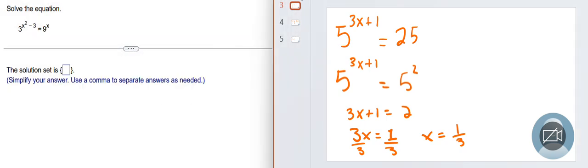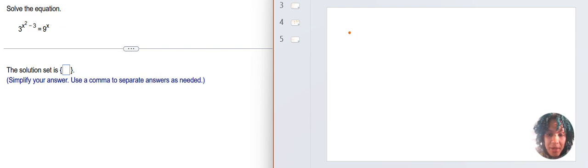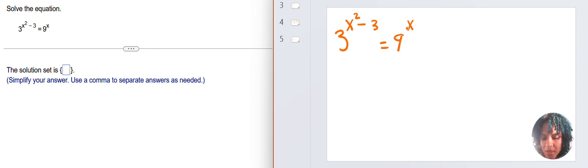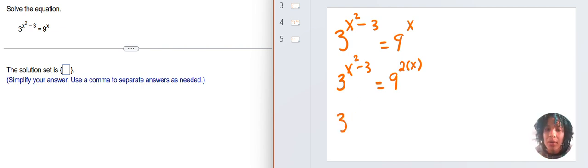All right, let's look at the next one. So I am rewriting it here, and I have 3 to the x squared minus 3 equals 9 to the x. How can I write 9? So 3 to what power gets me a 9? Whoa, that will be 3 squared. So I can rewrite that like that. I have 9 squared times the x. So that is just, it's not 9 squared. Oh man, it's 3.